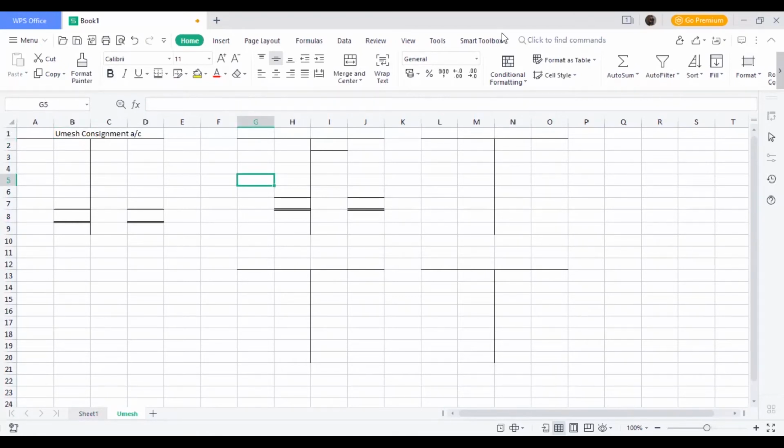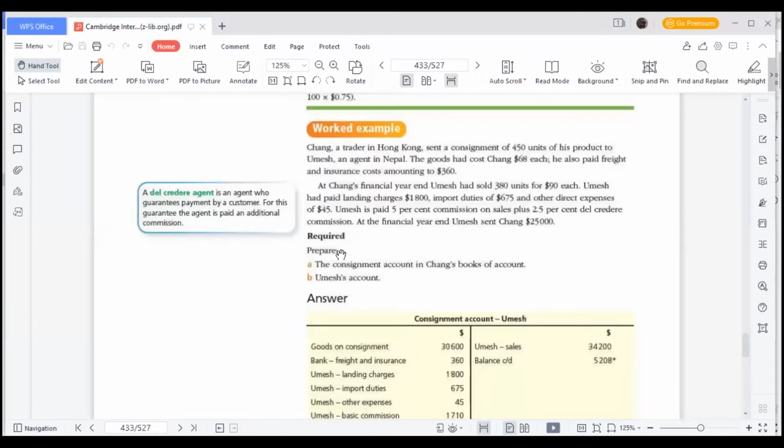Then we are moving on to the textbook again. It says that our consignment account, Umesh consignment account, you can write. Send a consignment of 450 units of his product to Umesh, an agent in Nepal. The goods had cost Chang 68 each. He also paid freight and insurance cost amounting to 360. So who has paid? Chang has paid. So bank account transaction.